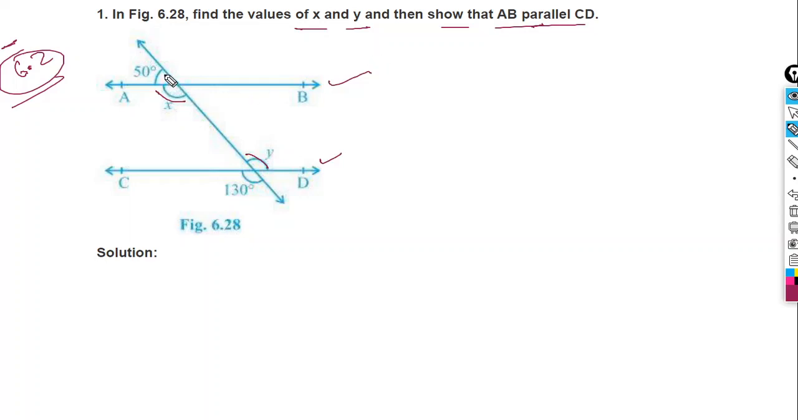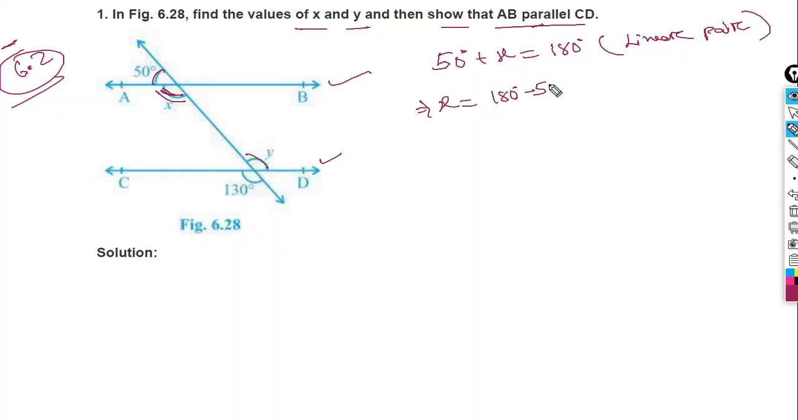Here you can see in this figure, this 50 degree and this x, they are a linear pair. So you can directly write 50 plus x equal to 180 degree. Why? Linear pair. Now this implies x is equal to 180 minus 50, which is 130 degree. So we got the value of x.